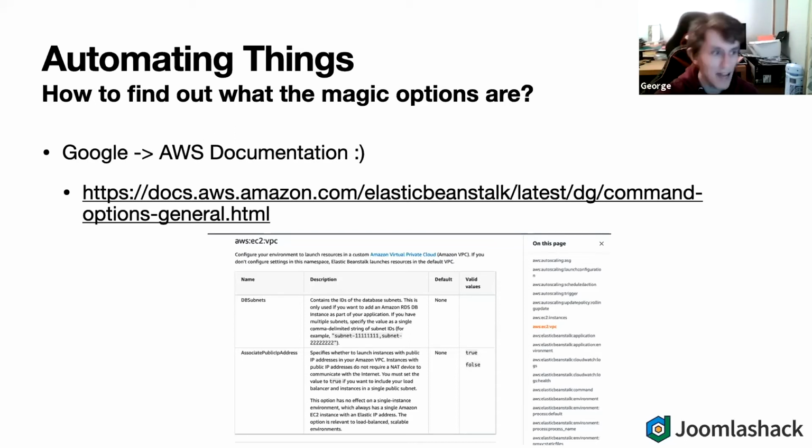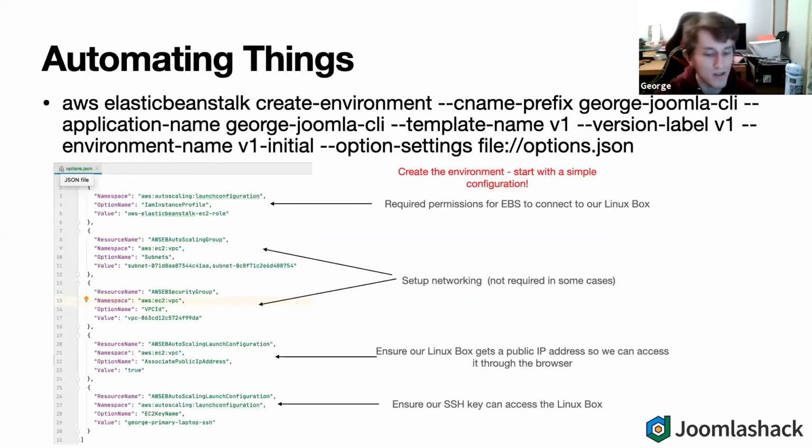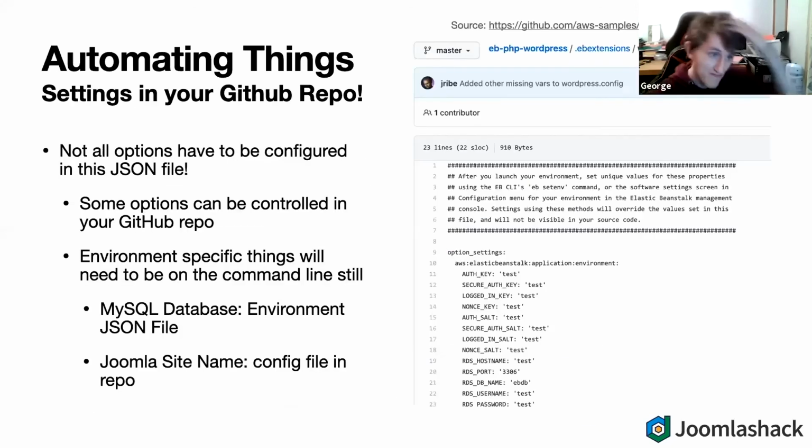So we have this kind of magic file here that we just talked about of settings. So how does this tie up with our Joomla settings? Because obviously none of these things are really Joomla things. These are things to set up an environment in a cloud setup. Well, actually, Amazon have already done this for WordPress, and this is one of the interesting things. What they've done is they've actually not put all their configuration options into this big JSON file we just talked about. Some of them can be controlled in the application GitHub repo. So in this case, it's their sample WordPress repo.